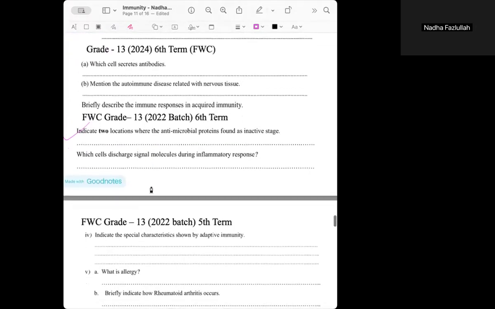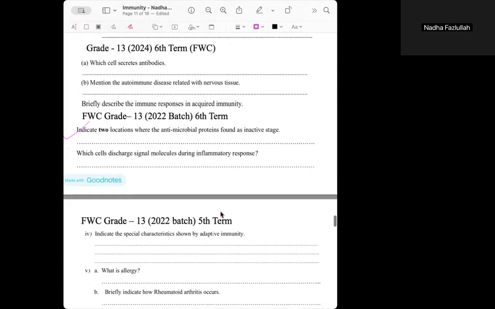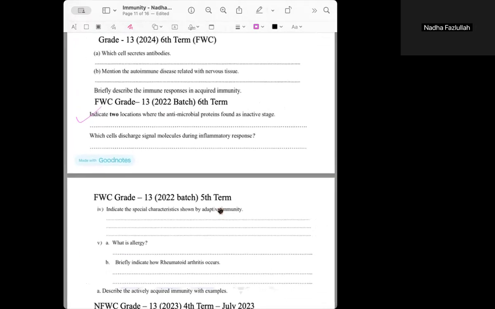Next. Indicate 2 locations where the antimicrobial proteins are found as inactive state. So what are the 2 locations? Again, blood plasma and plasma membrane. That's it. So they are repeating the same questions again and again. So this is how they ask. Is this difficult? No, this is so easy. Just understand, study everything thoroughly using mind maps and flow charts, and everything is going to be really easy.